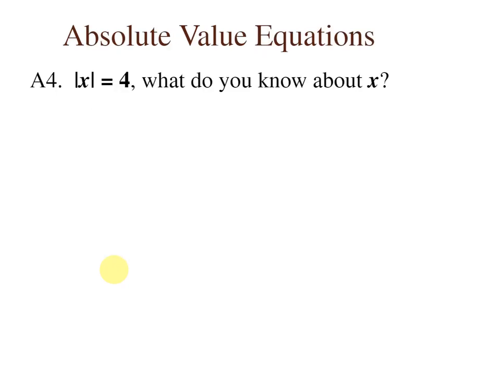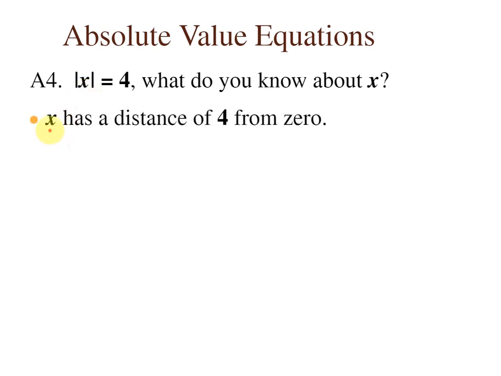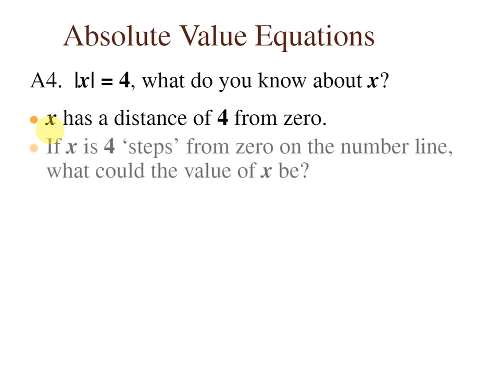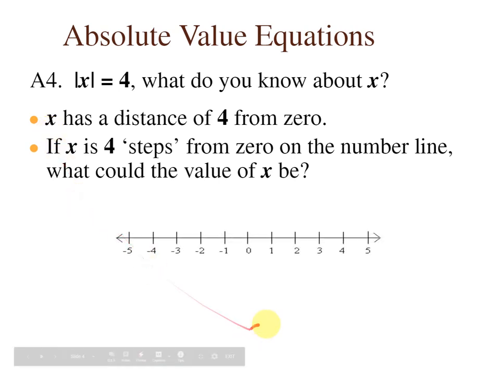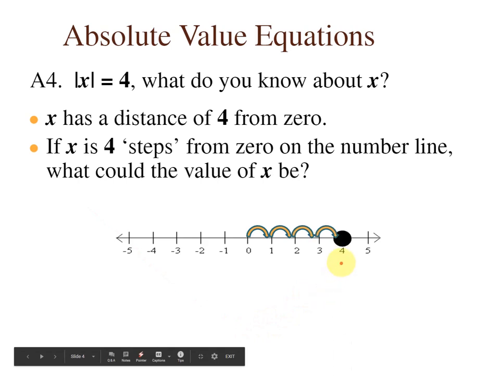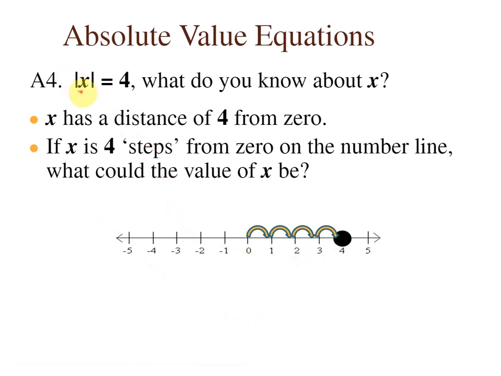So what does this mean? This is different than what we just talked about because it's got a variable inside the absolute value bars. Basically what we know is that x has a distance of 4 from 0. And we want to find any x's that are 4 steps away from 0. Well, 4 is clearly 4 steps away from 0. So if I plugged 4 in here, it would be the absolute value of 4 is equal to 4, and that would be correct. Absolute value of 4 is 4, so that is one of our solutions.